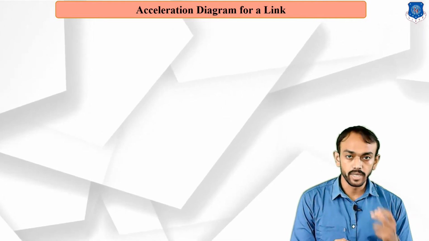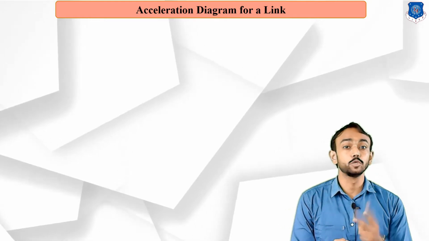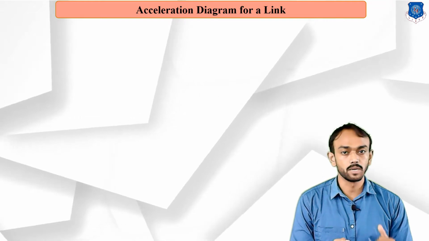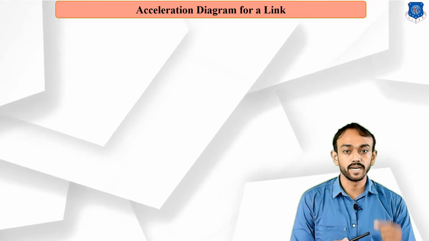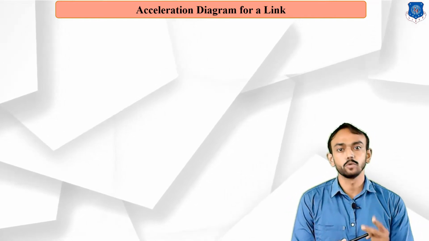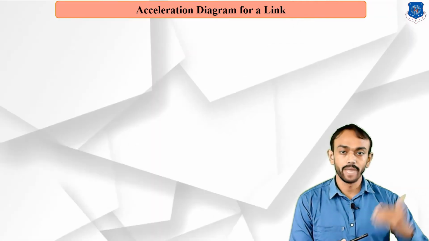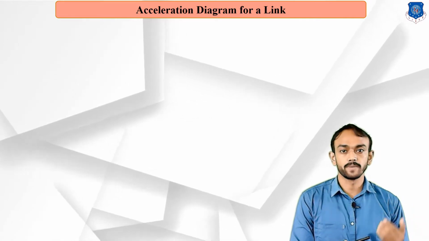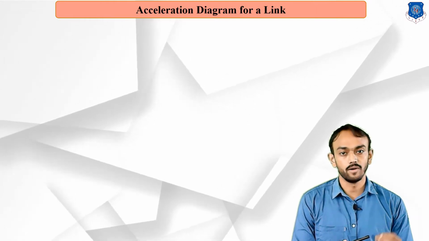So during the analysis of acceleration in any mechanism, there will be two components. First is a radial component and second is a tangential component. Why are there two components? Because it is the rate of change of velocity with respect to time, but velocity has two components: magnitude and direction. So the rate of change of magnitude with respect to time and the rate of change of direction with respect to time, and that's why we have to consider both components of acceleration.